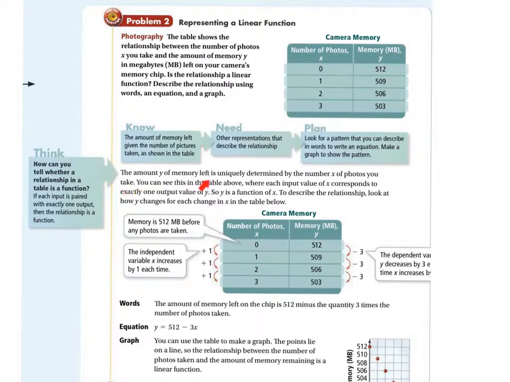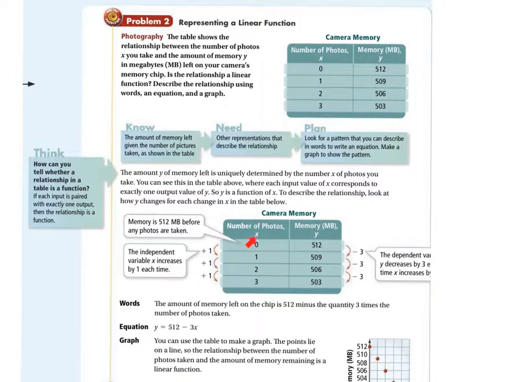The amount of memory left is uniquely determined by the number of photos, that's x, that's your input. You can see the table above, where each input value of x corresponds to exactly 1 output value of y. So y is a function of x. Surprise, surprise, right? So input, output. To describe the relationship, look at how y changes for each change in x in the table below.